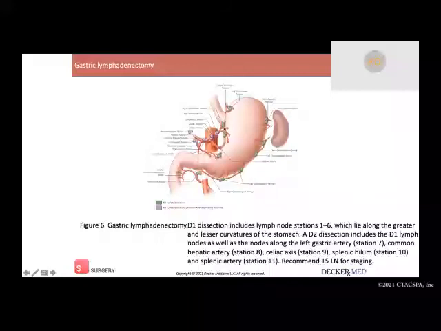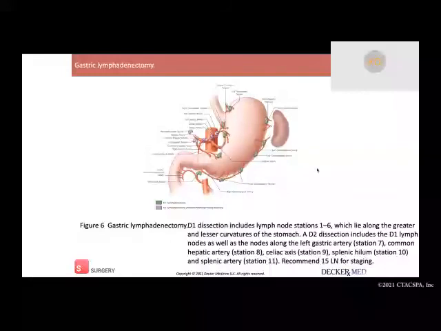So you should be skeletonizing, this is splenic coming across, but this is your left gastric, right? You should be skeletonizing all of these. You should be seeing the aorta. You should be skeletonizing the hepatoduodenal nodes and so forth. This D2, I think is incredibly important to do.